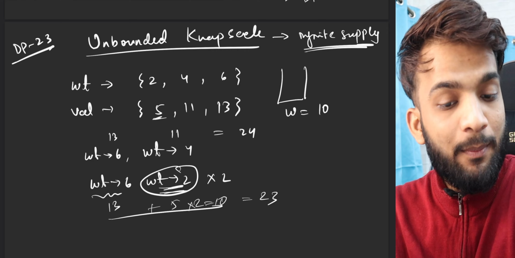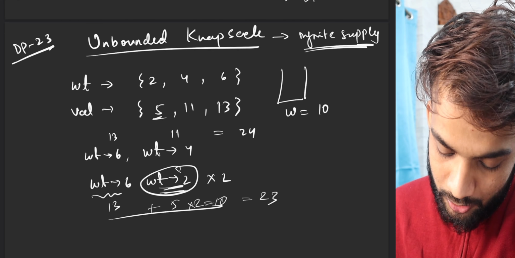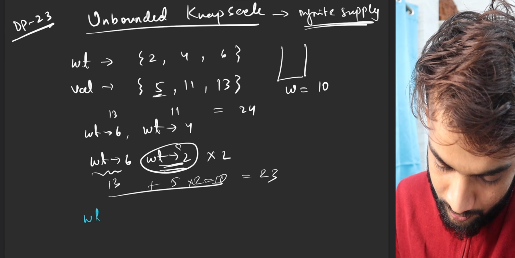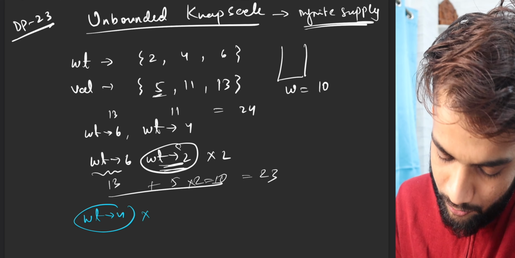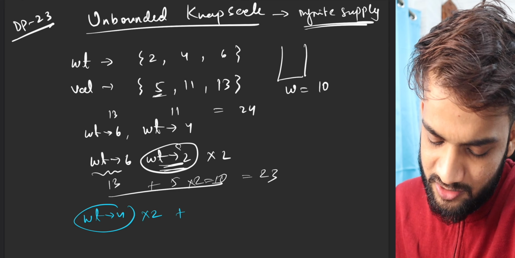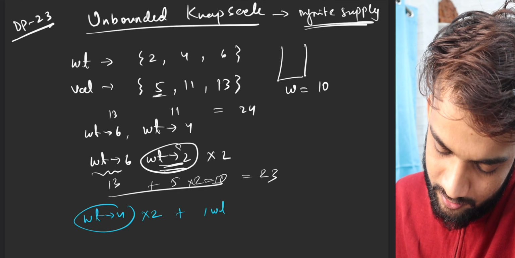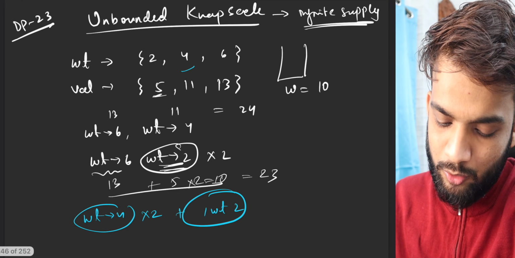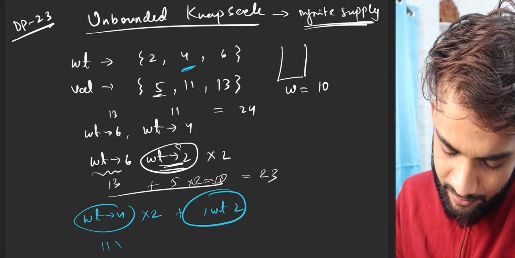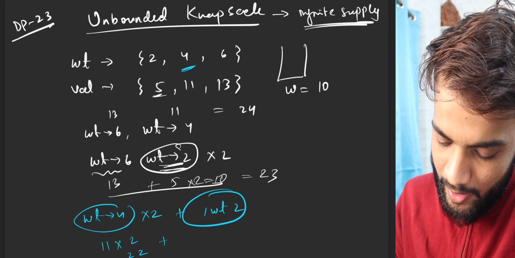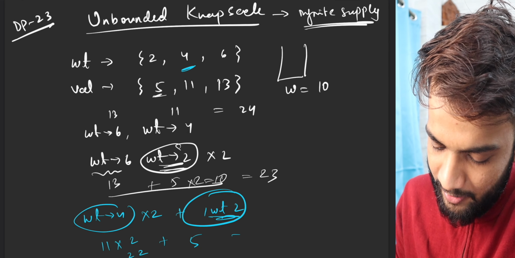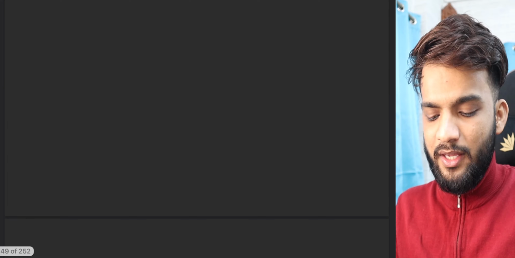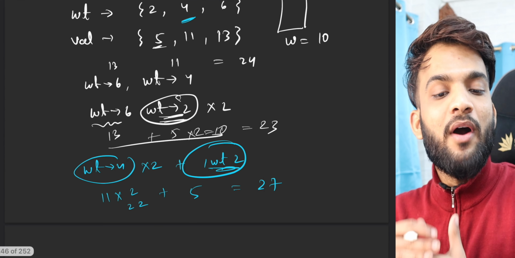Or someone might be like, hey, listen, I'm going to pick two items of weight 4, plus one item of weight 2. So if I'm picking two items of weight 4, it will be 11 cross 2, which is 22. One item of weight 2, which is 22 plus 5, 27. So in this way, you can actually pick in a lot of other ways.